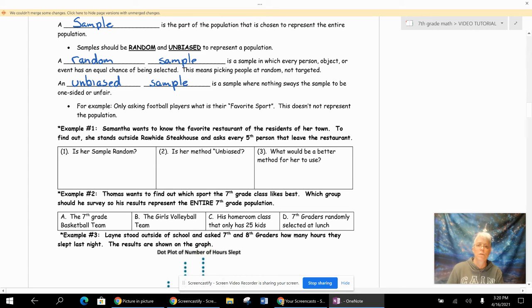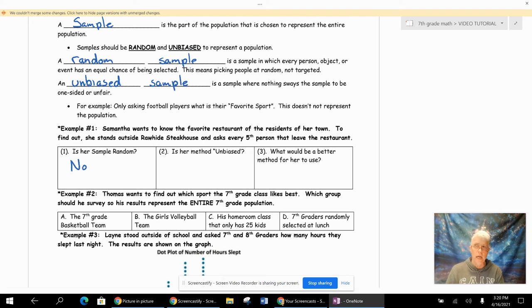Okay, here are some examples, and we're going to look at them and just talk about them. Samantha wants to know the favorite restaurant of the residents of her town. To find out, she stands outside Rawhide Steakhouse and asks every fifth person to leave the restaurant. Is this random? Well, every fifth person is random, but not standing outside of a certain restaurant. So no, it's not. It's very specific to that restaurant. If I like that steakhouse, I'm probably going to be eating there. If I don't like it, I'm probably not going to be eating there. So it was too specific.